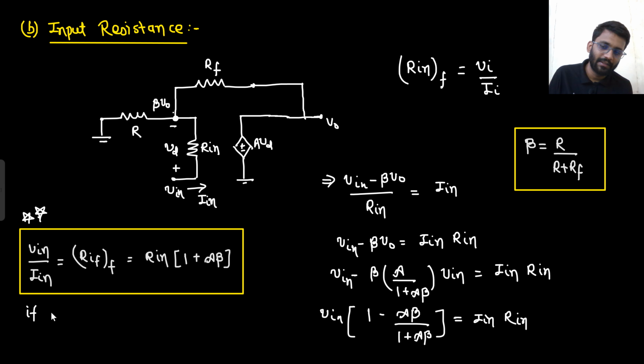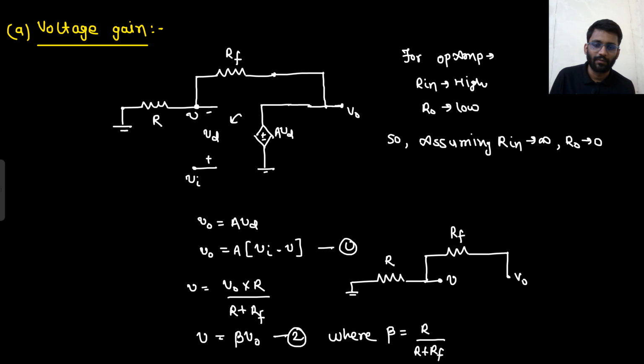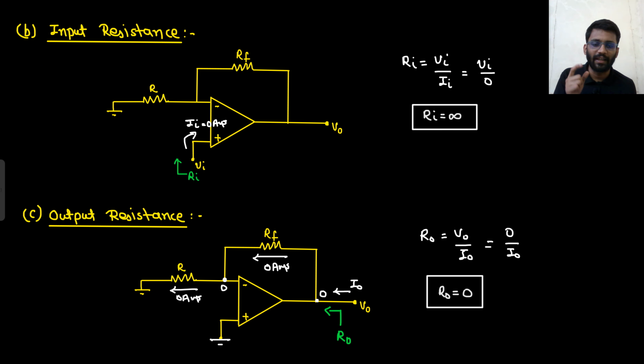If A is very large, or tending to infinity, then what will be your Rin with feedback? If this value is very large, this is infinity, then completely it will be infinity only. So Rin with feedback will be infinity only. So what did I calculate when I was considering the ideal case? When I was considering the ideal case, my input resistance was coming up to be infinity only. The same thing is happening here. Input resistance is infinity only.